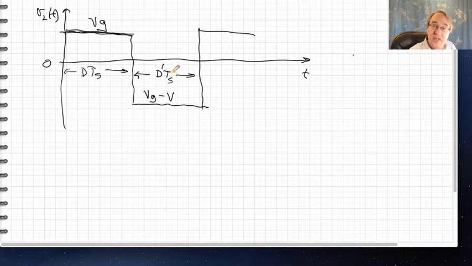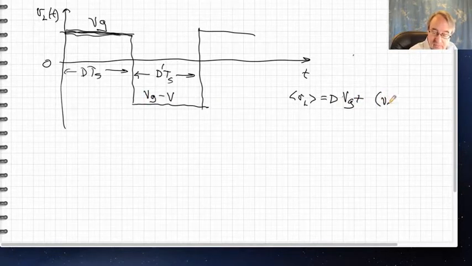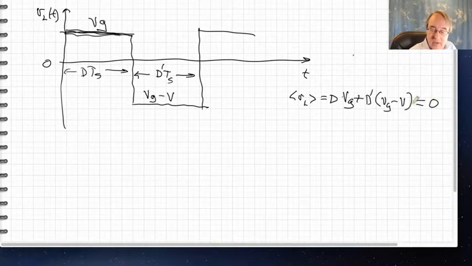We can now apply volt-second balance to this waveform. So the average vL will be, well, we can find the area under the curves and divide by the period, but an easier way to find the average is simply to take the value during the first interval, Vg, multiply that by the duty cycle d, and add to that the voltage during the second interval, Vg minus V, multiplied by d'. And that'll give us the average. So in steady state, by volt-second balance, this must be equal to 0. And now we have an equation that we can solve to find the output voltage.